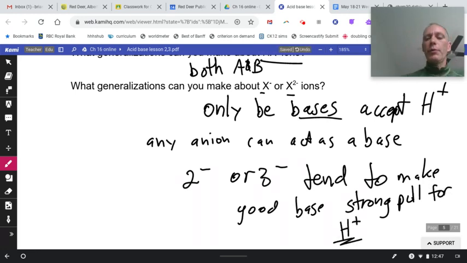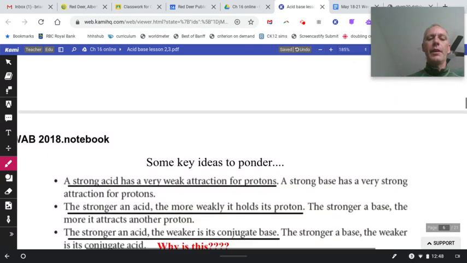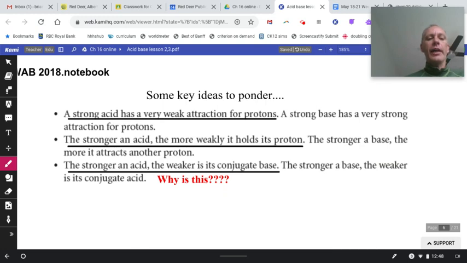Okay, moving along. This can be a short lesson today. Some key ideas. A strong acid has a very weak attraction for protons. So hydrochloric acid is a strong acid. It is not interested in attracting protons. What does it do instead? Gives them up. What percentage of its protons does it give up if it's a strong acid? 100%.